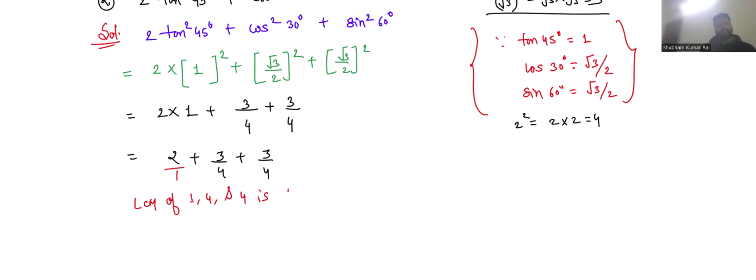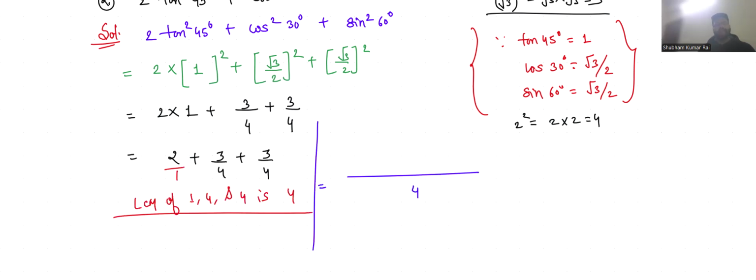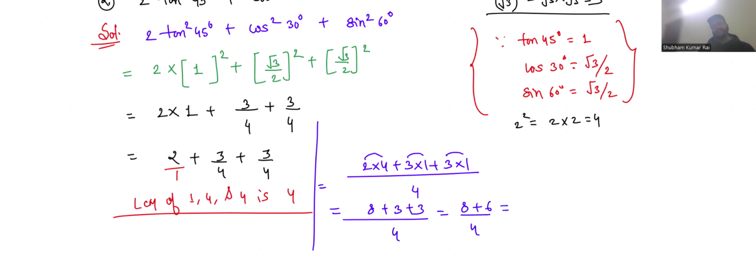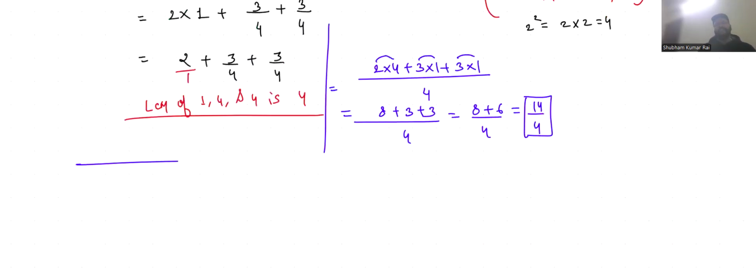So if we take the LCM and solve further, you will be getting LCM as 4. So here we will have 2 times 4 plus 3 times 1 plus 3 times 1. So 2 fours are 8, 3 one time it will be 3 and 3 one time it will also be 3, so 3 plus 3 is 6, right? So 8 plus 6 upon 4, it will be 14 upon 4. This is your final answer. Now I hope you have understood the type 2 question based on trigonometric ratio angles.